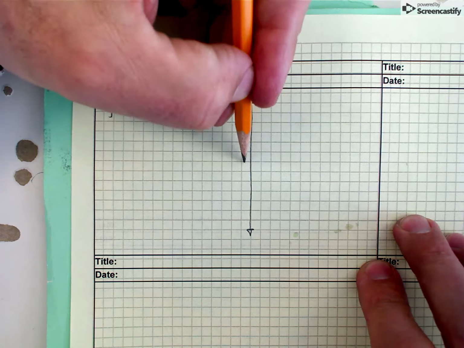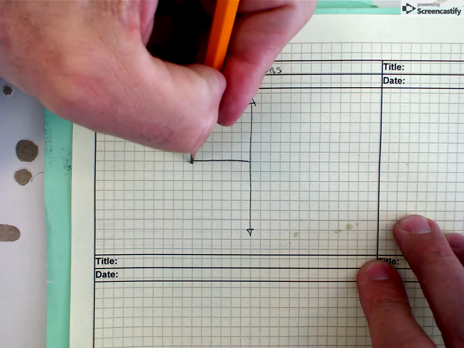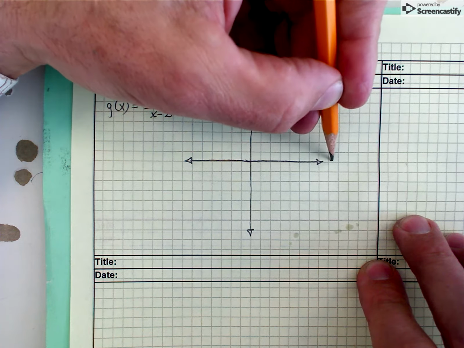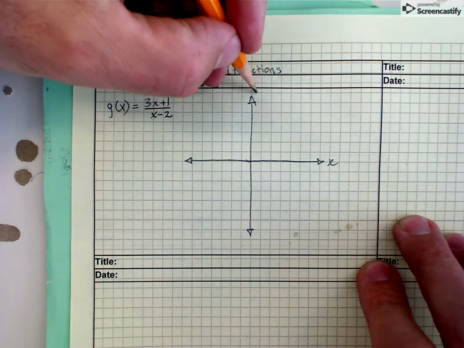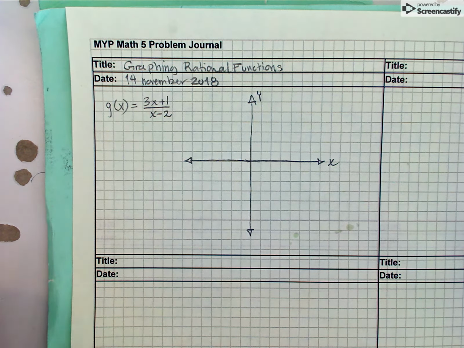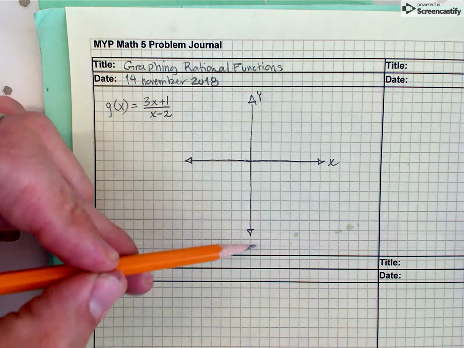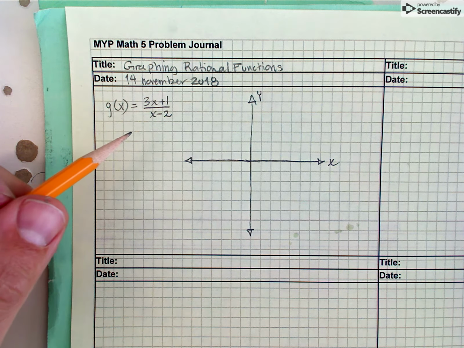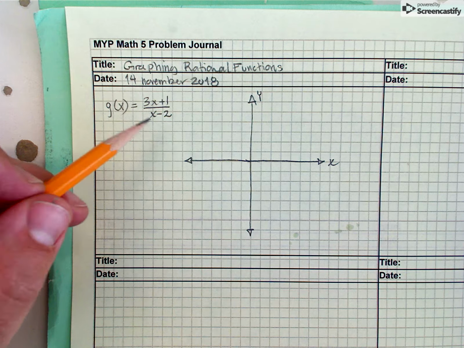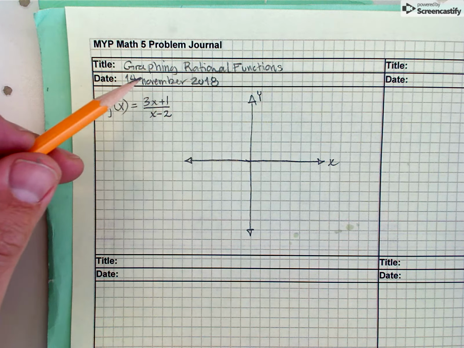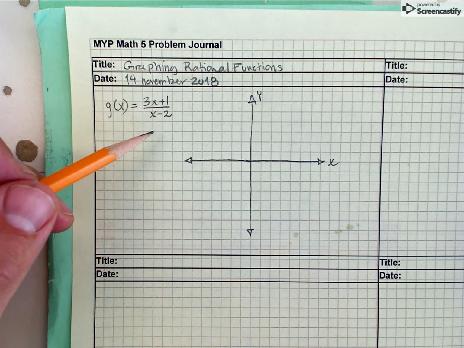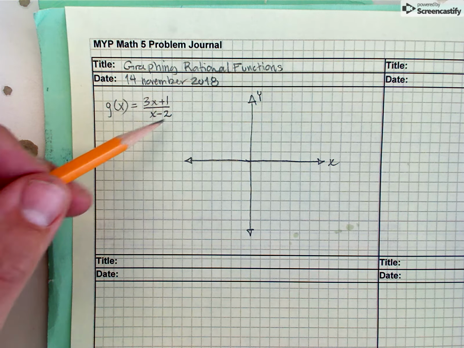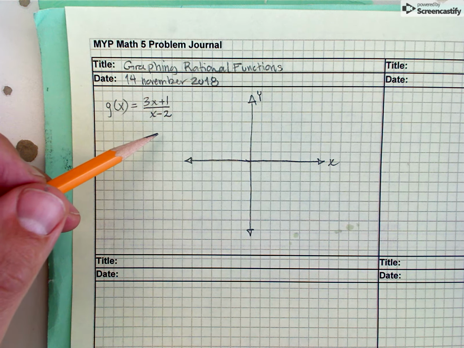I'm just sketching this, so I don't need to scale my axes necessarily, but I will label them x and y. And notice that my axes are right along the grid here. The first thing we do when we're graphing a rational function is look for the vertical asymptotes. I have to consider the values of x that cause this function to be undefined.